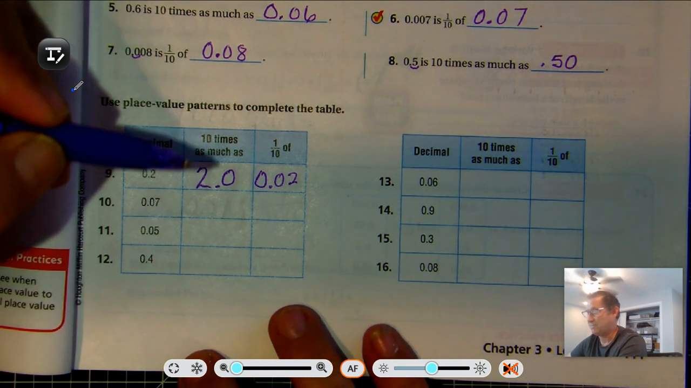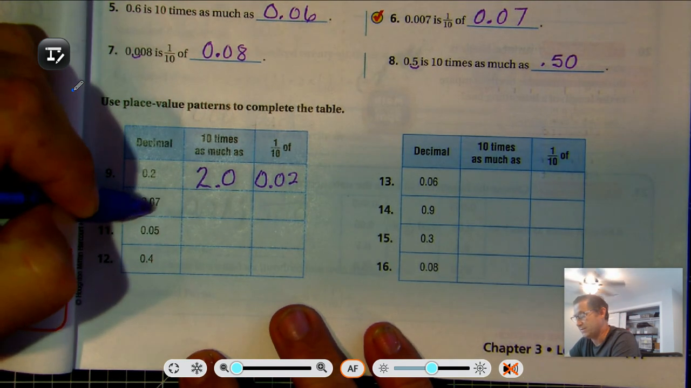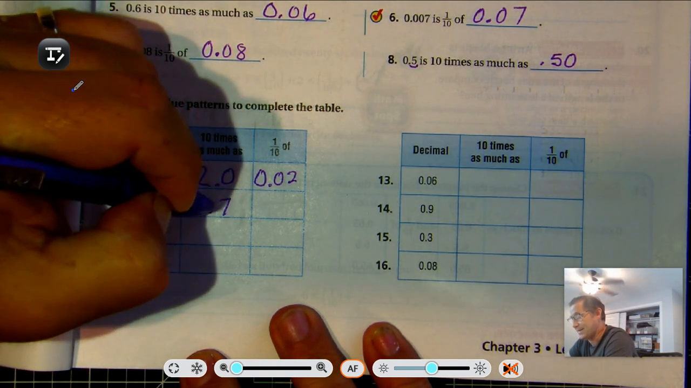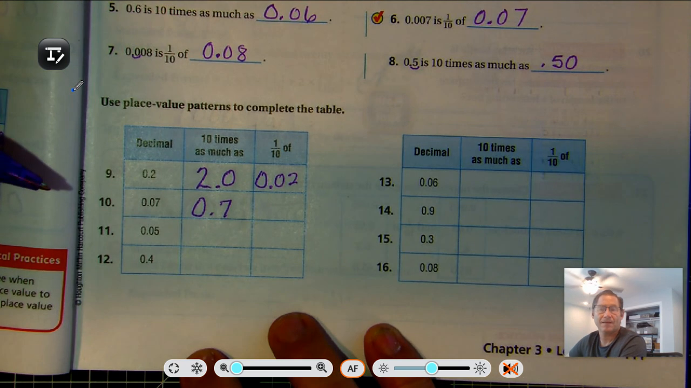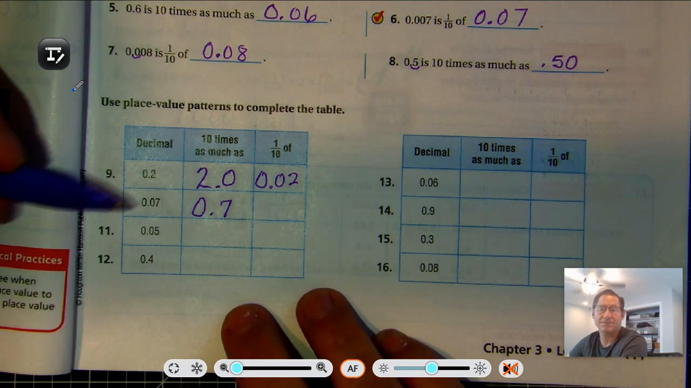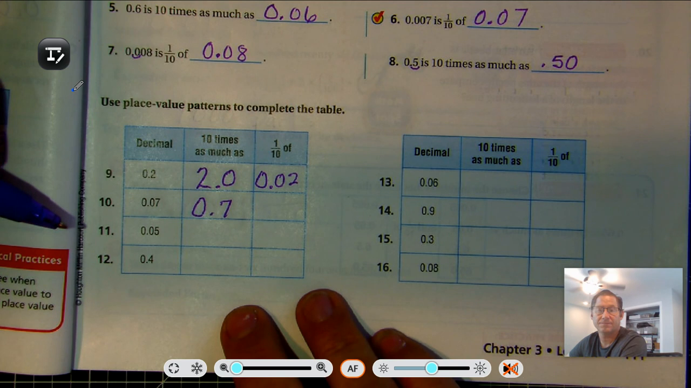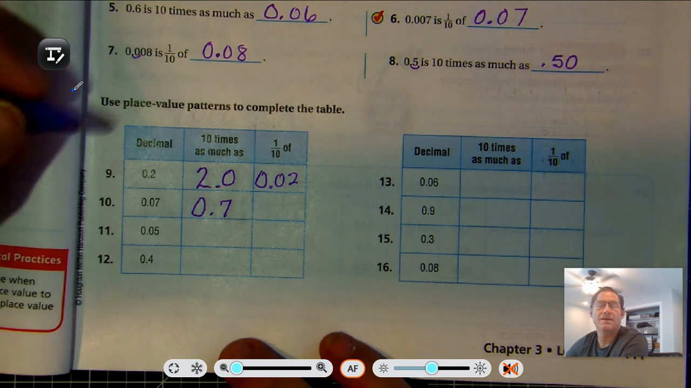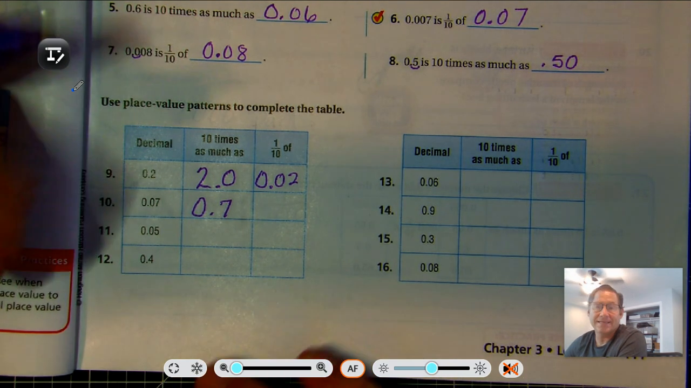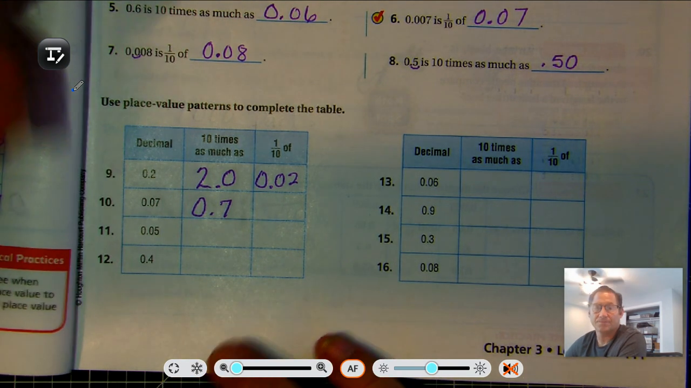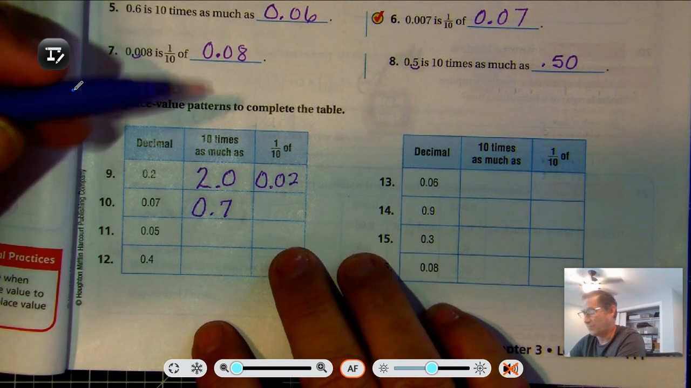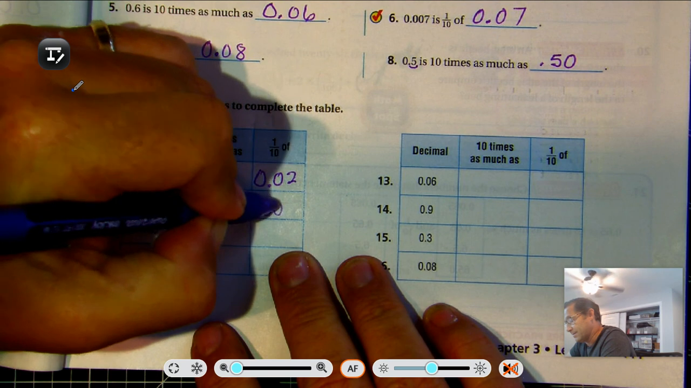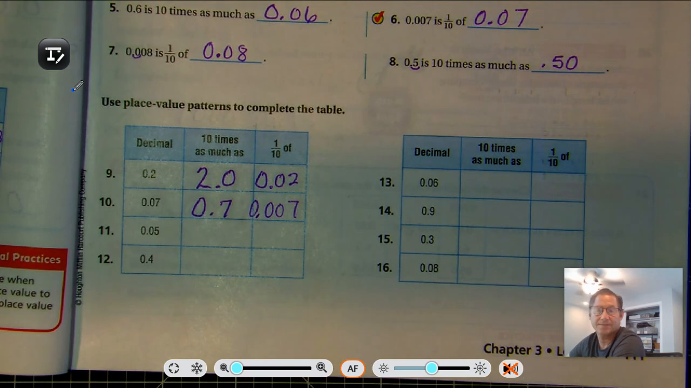0.07, 10 times as much. Move the decimal point one place to the right, and we would have 0.7. 7/10 is 10 times as much as 7 hundredths. 1/10, we're going to move the decimal point to the left, and we have 7 thousandths.